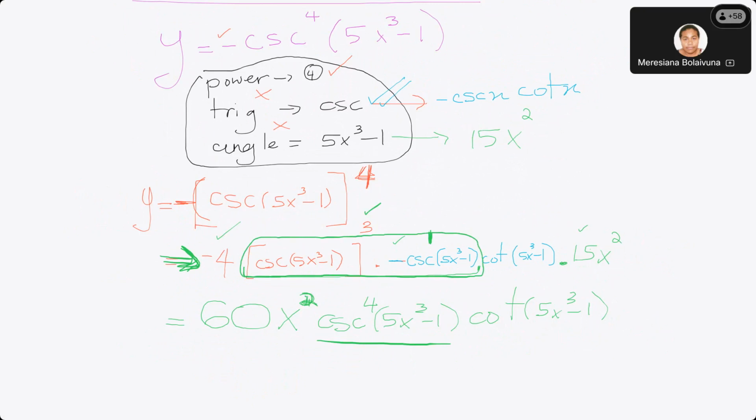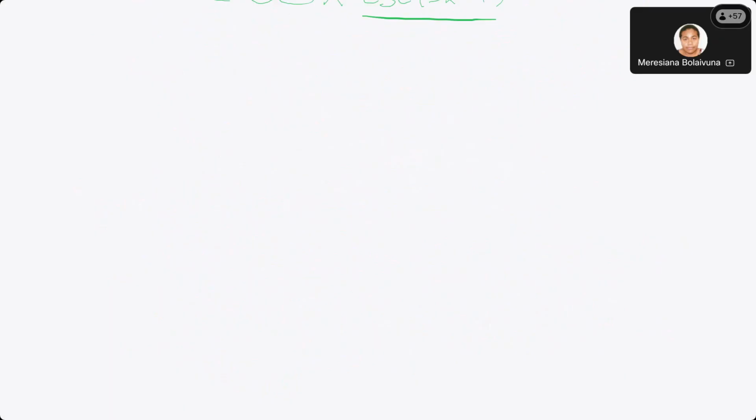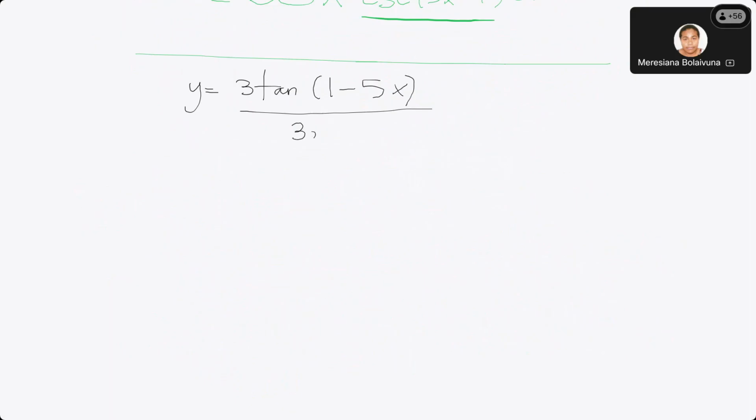So final question. I think we've gone past 10 o'clock. Last question, which is the quotient rule, the equation for quotient rule. For quotient rule, we only have one question, and that is to differentiate y is equal to 3 tangent 1 minus 5x divided by 3x squared.